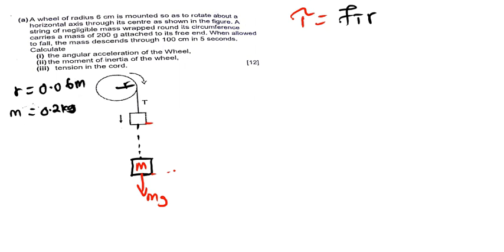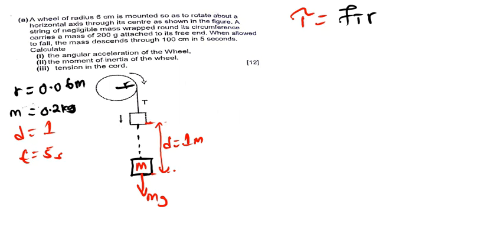It was about 100 centimeters. In that case, I'll just say d, or h, which is the same as h, is 1 meter. So the distance is 1, which is the same as the height in this case. The time is 5 seconds. Now the question is, calculate the acceleration.